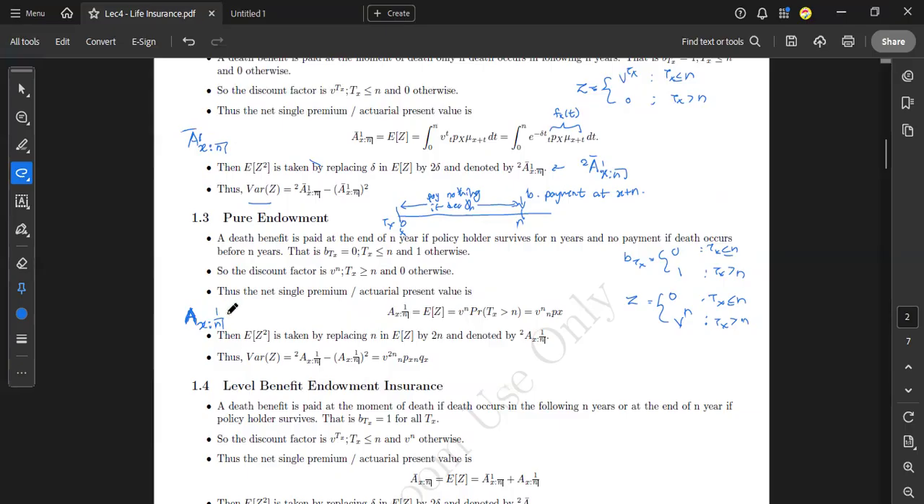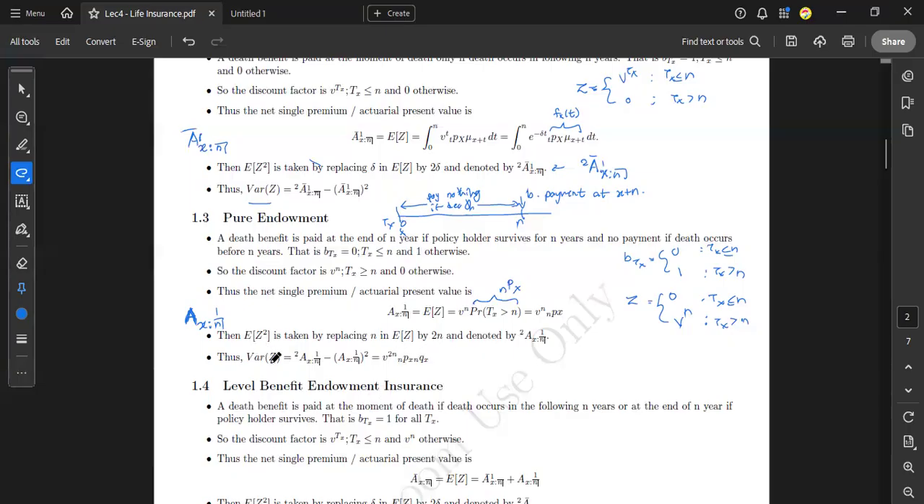Since there's only one time of payment, the present value is just v^n times the probability of surviving up to that. So this is the survival probability, and it is same as nPx. So that's how we got this one. And it's only one point in the timeline.